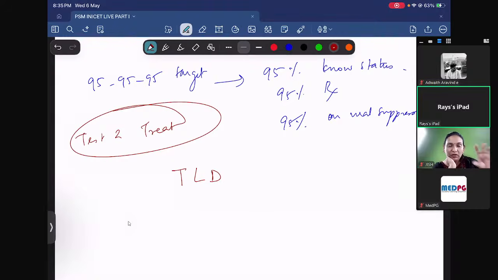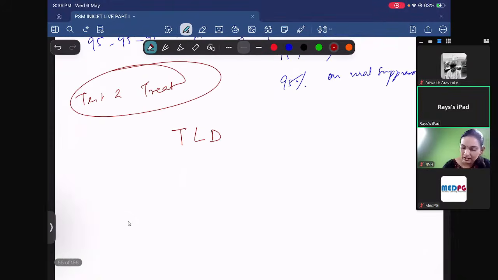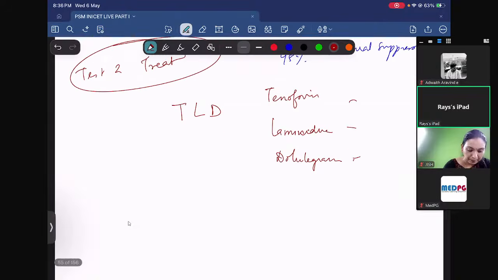At present, we are aiming for the dual elimination of vertical transmission, meaning two diseases. One is HIV, what is the other one? Syphilis. So HIV and syphilis both have to be stopped from passing from the mother to the child. That is also a part of the program now. Treatment, I told you, is TLD. TLD is tenofovir, lamivudine, and dolutegravir.